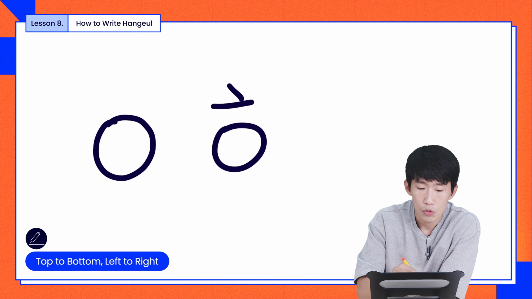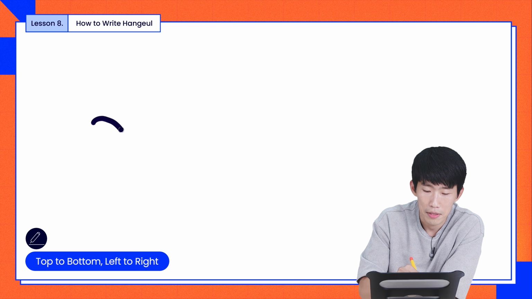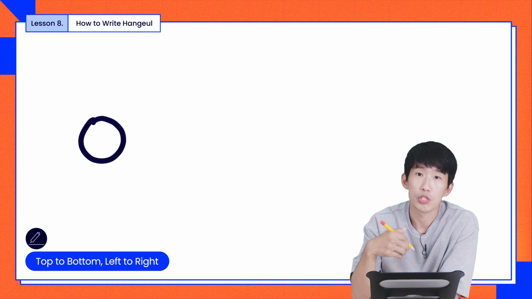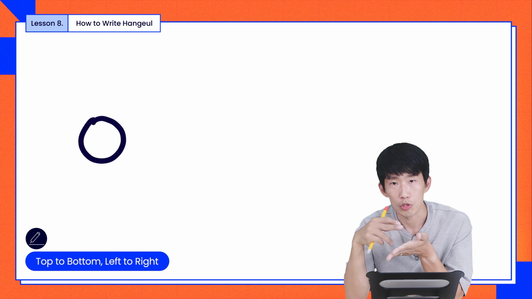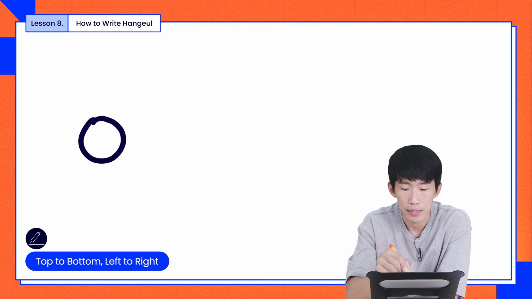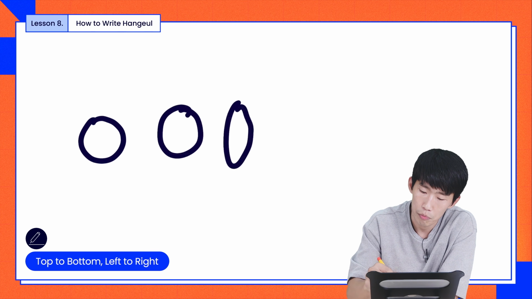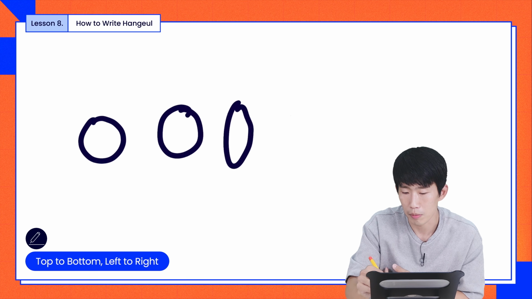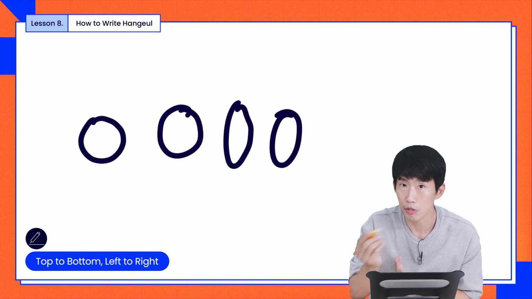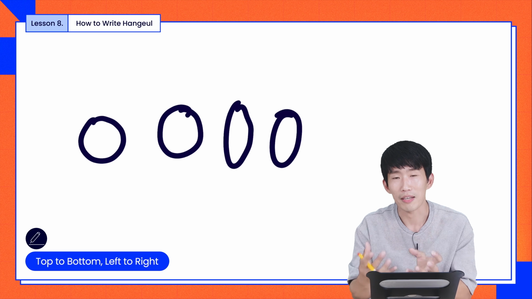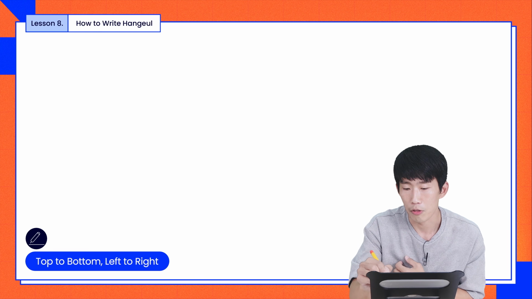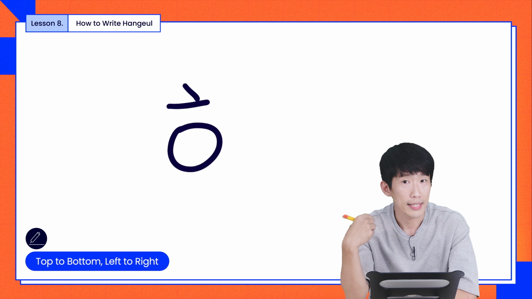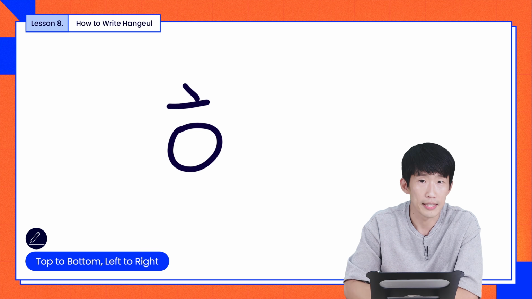So ieung, some people write it the other way around, the clockwise direction, but the standard way to write it is counterclockwise, like that. You can make it a little more elongated, top to bottom, but it's up to you. As long as it's a circle, it's recognized as ieung, and then you just draw two extra lines at the top and draw hieut. Okay, so that's ieung and hieut.